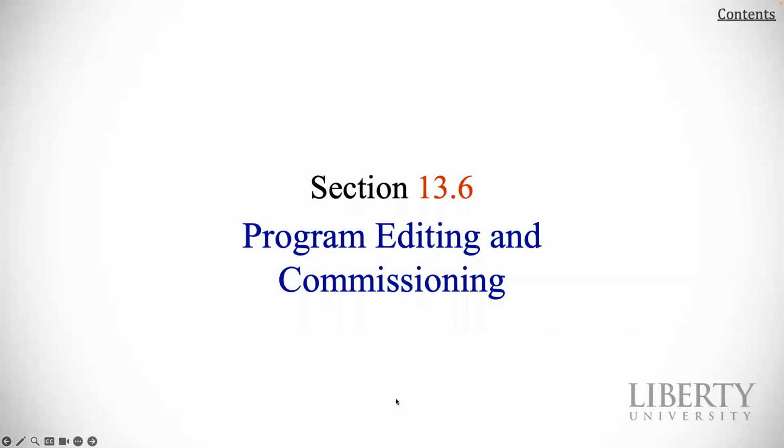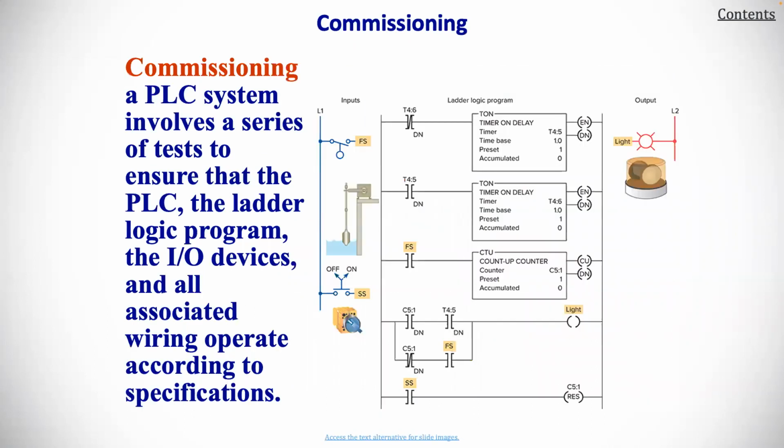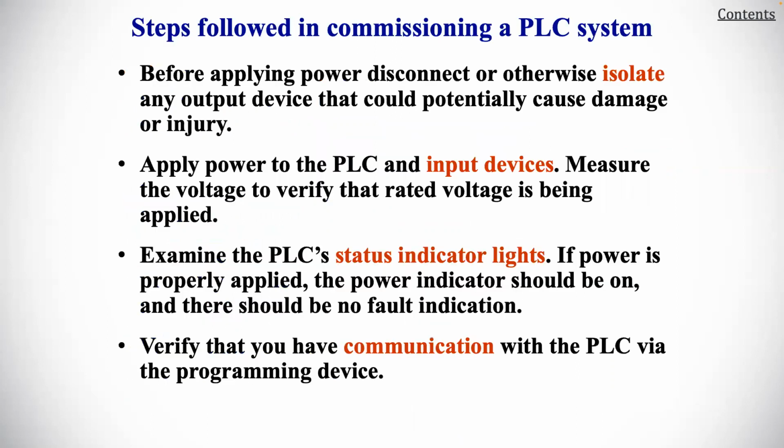So continuing on, next, let's talk about program editing and commissioning. Editing is the ability to make changes to an existing program through a variety of editing functions. Using the editing functions, instructions and rungs can be added or deleted, and addresses, data, and bits can be changed. Commissioning a PLC system involves a series of tests to ensure that the PLC, the ladder logic program, the I/O devices, and all associated wiring operations are operating according to specification.